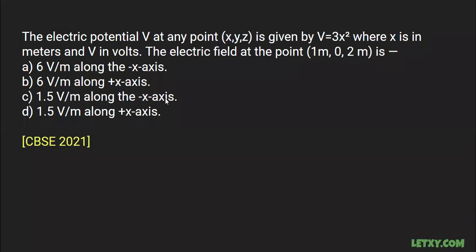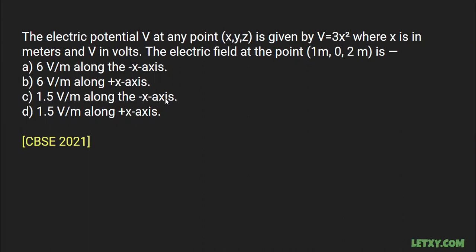Hello everyone. So today we have another question. Let's read it out. The electric potential V at any point x, y, z is given by V equals 3x square, where x is in meters and V is in volt. The electric field at a particular point, where 1 meter is the x coordinate, 0 meter is the y coordinate, and 2 meter is the z coordinate, is?